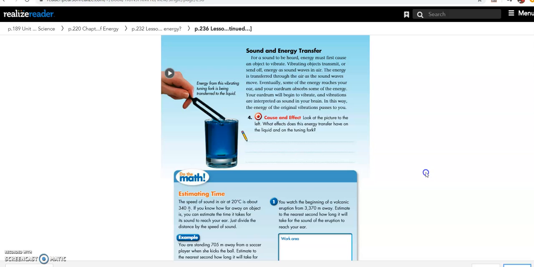All right. For a sound to be heard, energy must cause an object to vibrate. Vibrating objects send off energy as sound waves. The energy is transferred through the air as the sound waves move because it's being passed along from vibration, from particle to particle. Eventually, it will reach our ear, and our eardrum will absorb some of the energy and vibrate. Those vibrations will tell us the sound and the pitch that we are listening to, thanks to our eardrum.